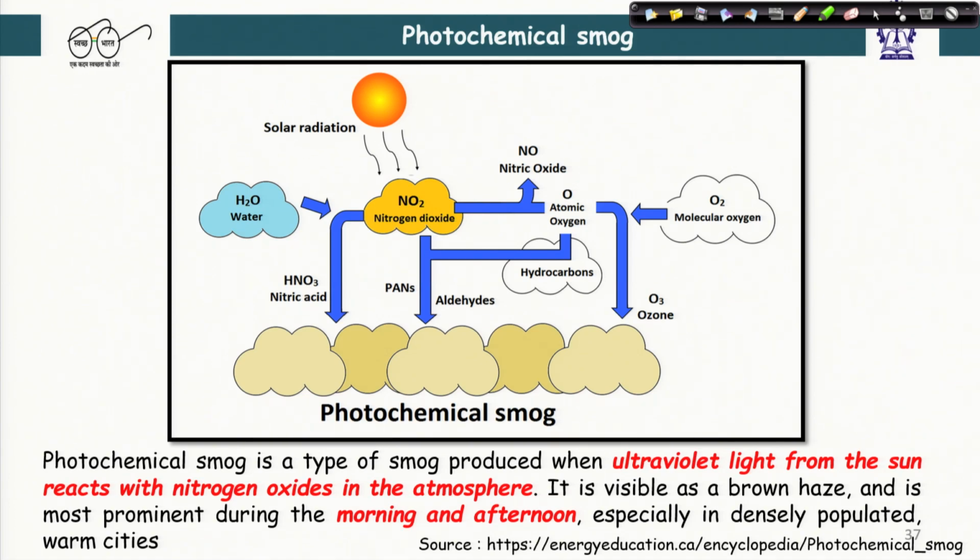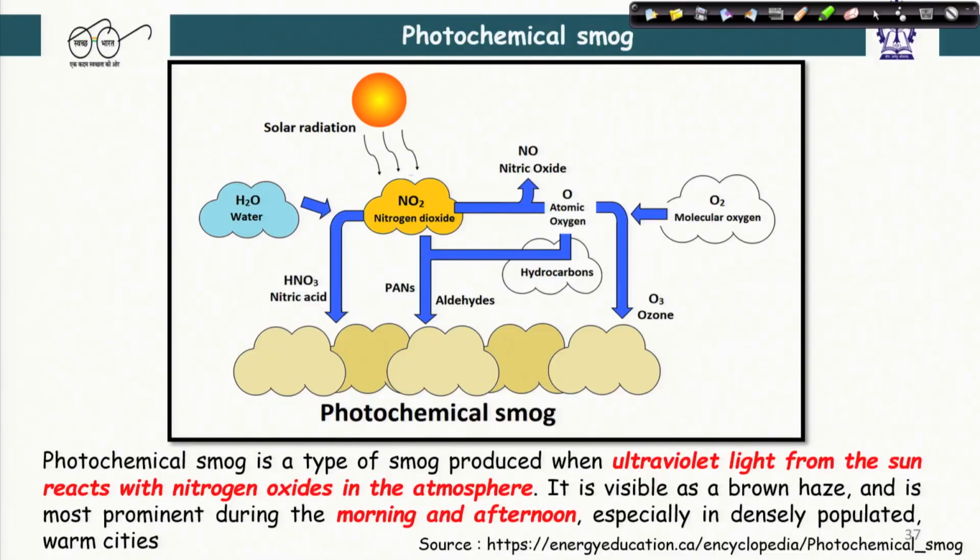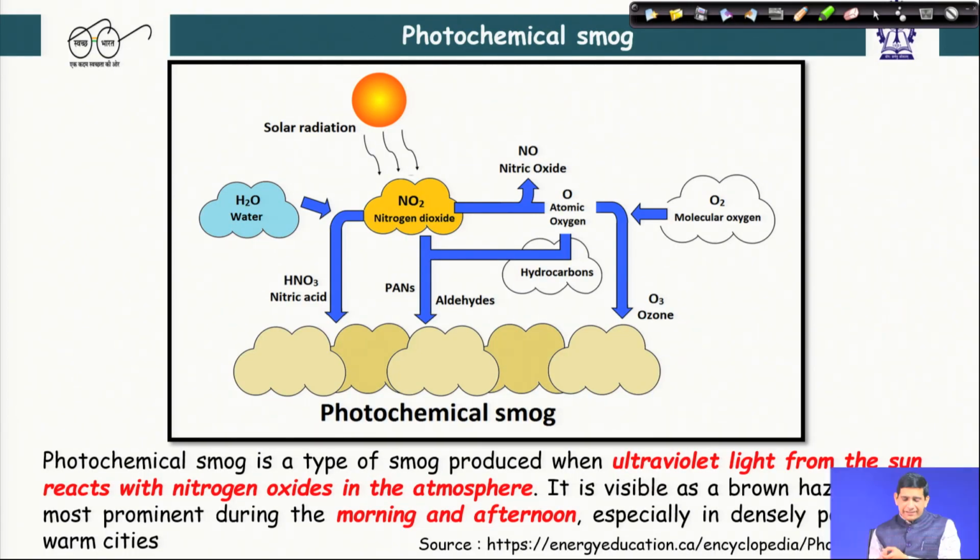When ozone is present and other pollutants are present, we also create photochemical smog. Photochemical smog is when you have UV from the sun. If the upper layer of the atmosphere doesn't have ozone present, then we will have UV light getting into the earth. When the UV light comes in, it will react with nitrogen oxide in the atmosphere, and you will start seeing photochemical smog as a brown haze. That is most prominent during the mornings and afternoons, especially in densely populated warm cities.